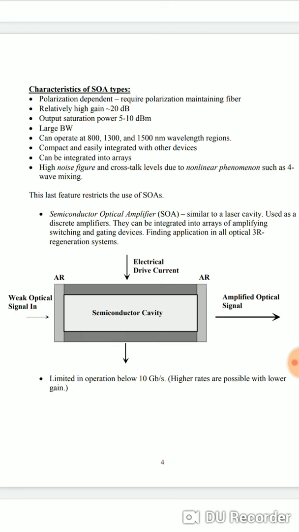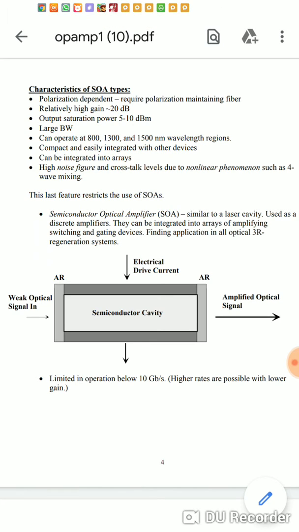A large bandwidth is provided by this amplifier. The operating wavelengths are separate for specific types of amplifiers. It can operate at 800 nanometers, 1300 nanometers and 1500 nanometers wavelength respectively. Then it is compact and can be easily integrated with other devices. It can be integrated into arrays.